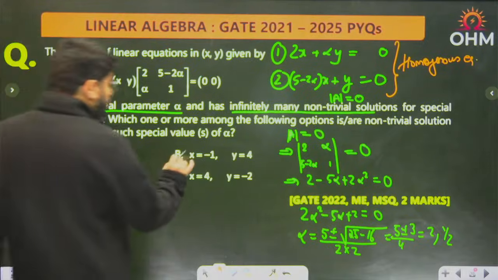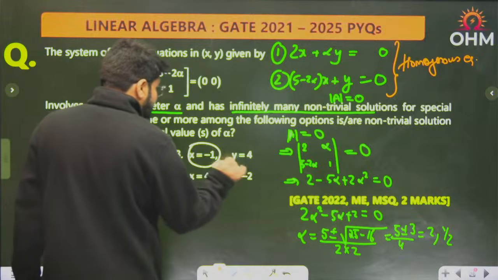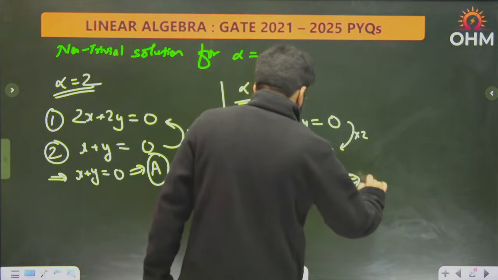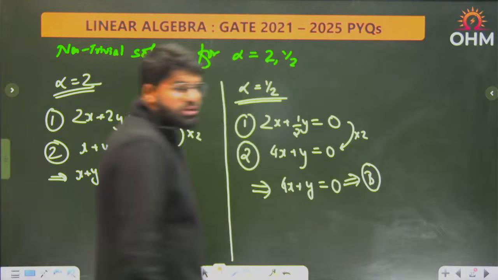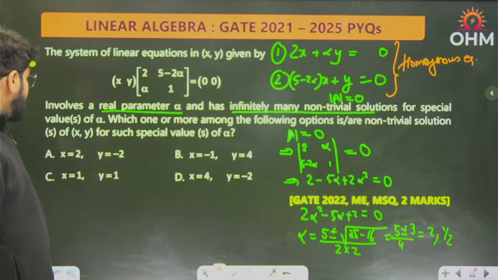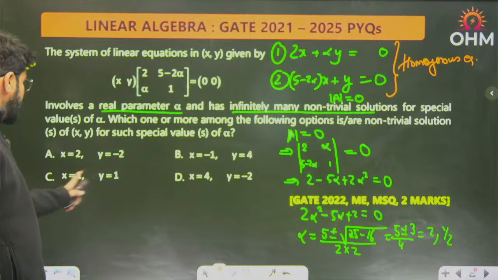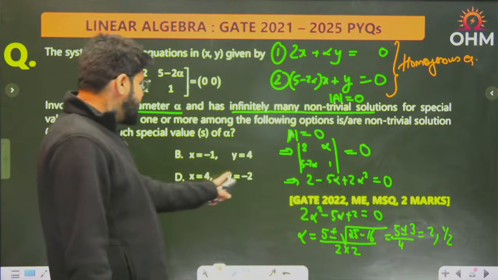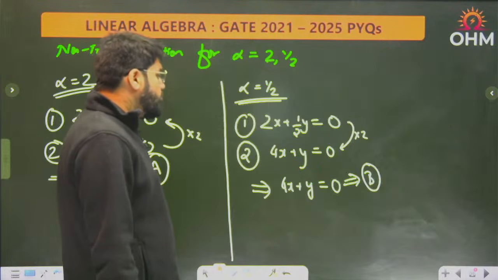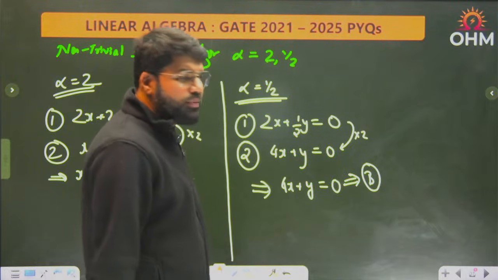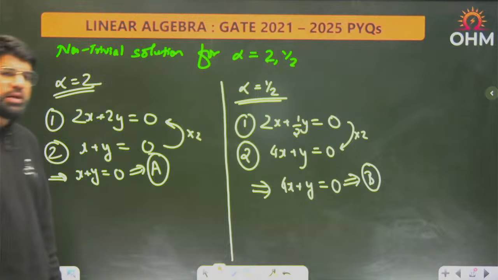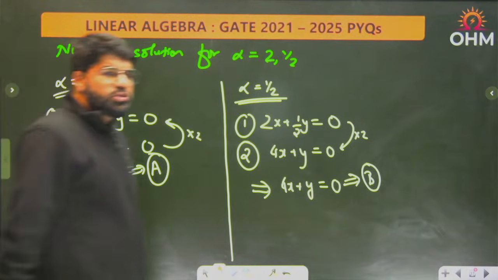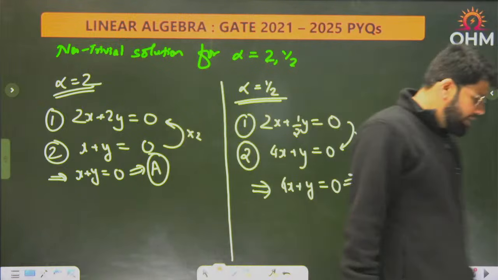Now see, 4 into minus 1 plus 4 will be 0, correct? So B will be satisfied here. B is also a solution for alpha equal to half. Then 4x plus y, 4 into 1 plus 1, will not be 0. 4 into 4, 16, and then minus 2, this will not be 0. 4x plus y should be 0, or y should be minus 4x. That is satisfied by option B. So there are two possible answers for this question, A and B.